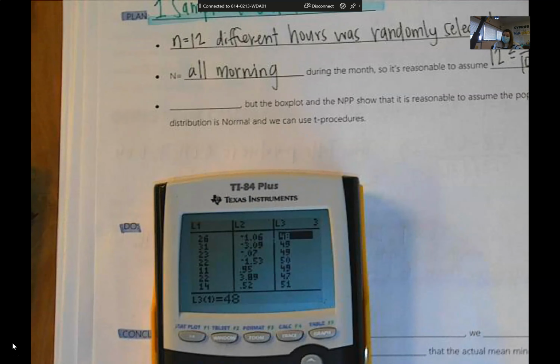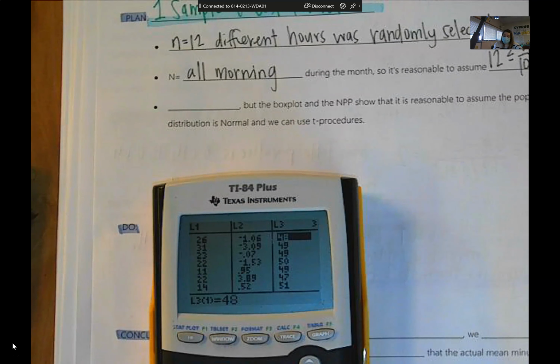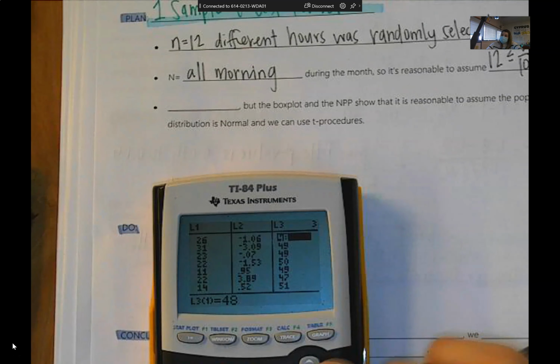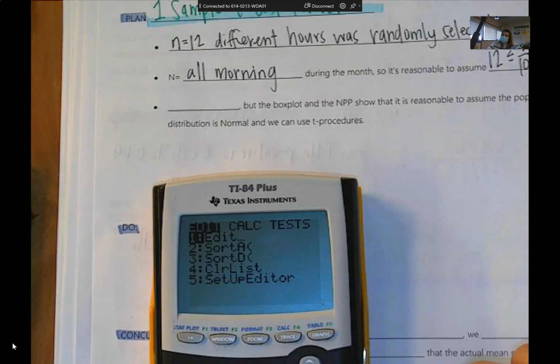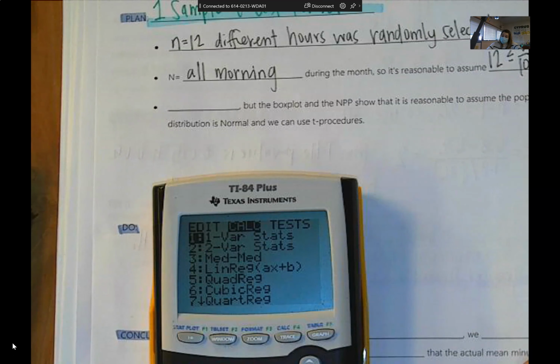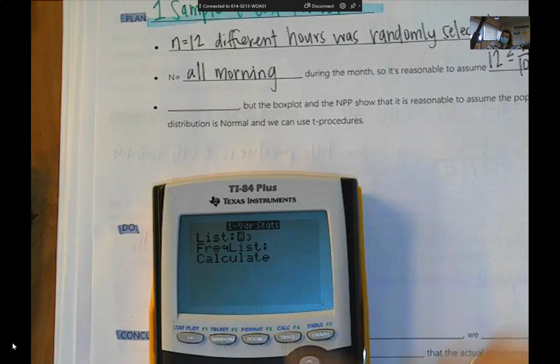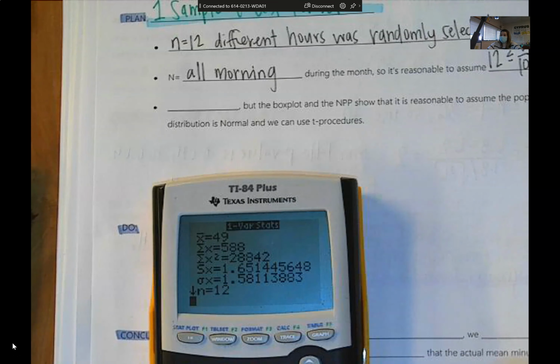Once we have it entered, we're going to pull the one variable stats. So we're going to hit Stat, arrow over to Calc, and choose option 1. Make sure that your list is correct. And then we're going to pull quite a bit of information from this.